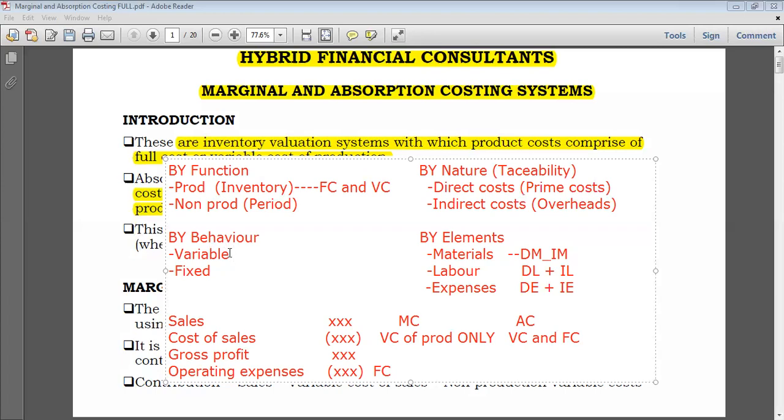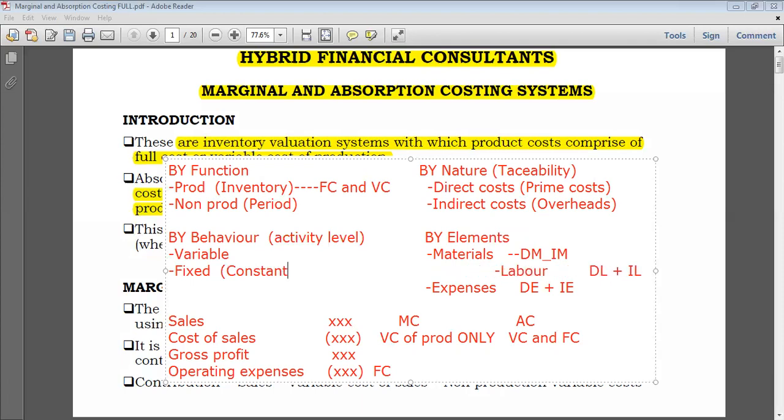So let's just go here. Cost classification by behavior: we take a look at how costs vary with changes in activity levels. That is, suppose you produce more units, what would happen to the cost? There are costs that remain constant when you produce more units. We call them fixed.